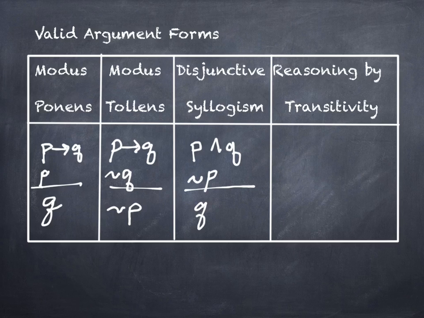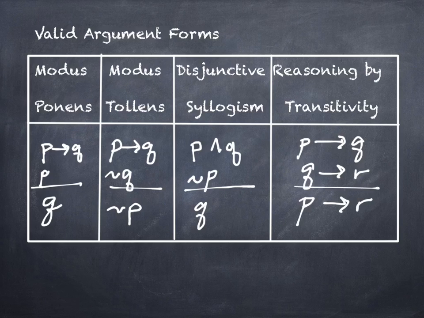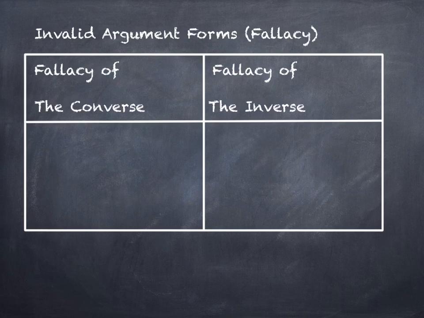And then reasoning by transitivity says that if you have P implies Q and Q implies R, then necessarily P implies R. And you see this in math all the time when you say something like, if 1 is less than 2 and 2 is less than 3, then automatically 1 is less than 3. If A equals B and B equals C, then A equals C. Okay, this is reasoning by transitivity.